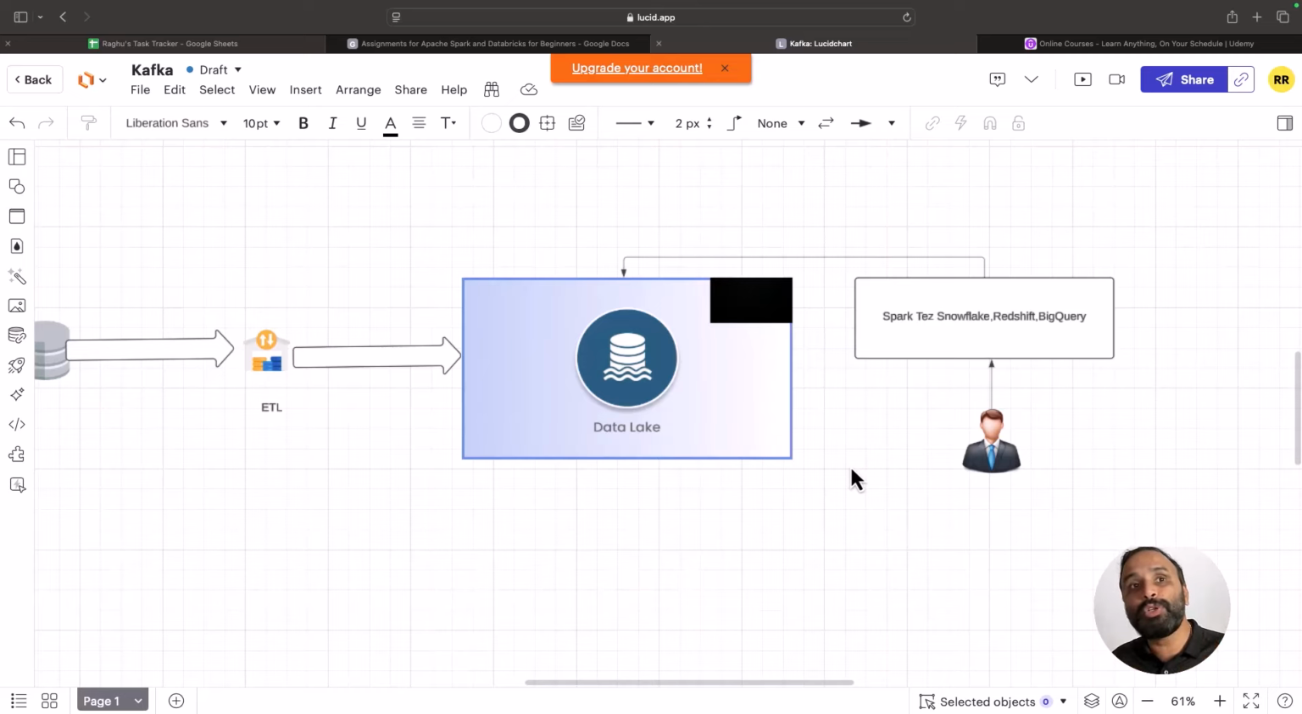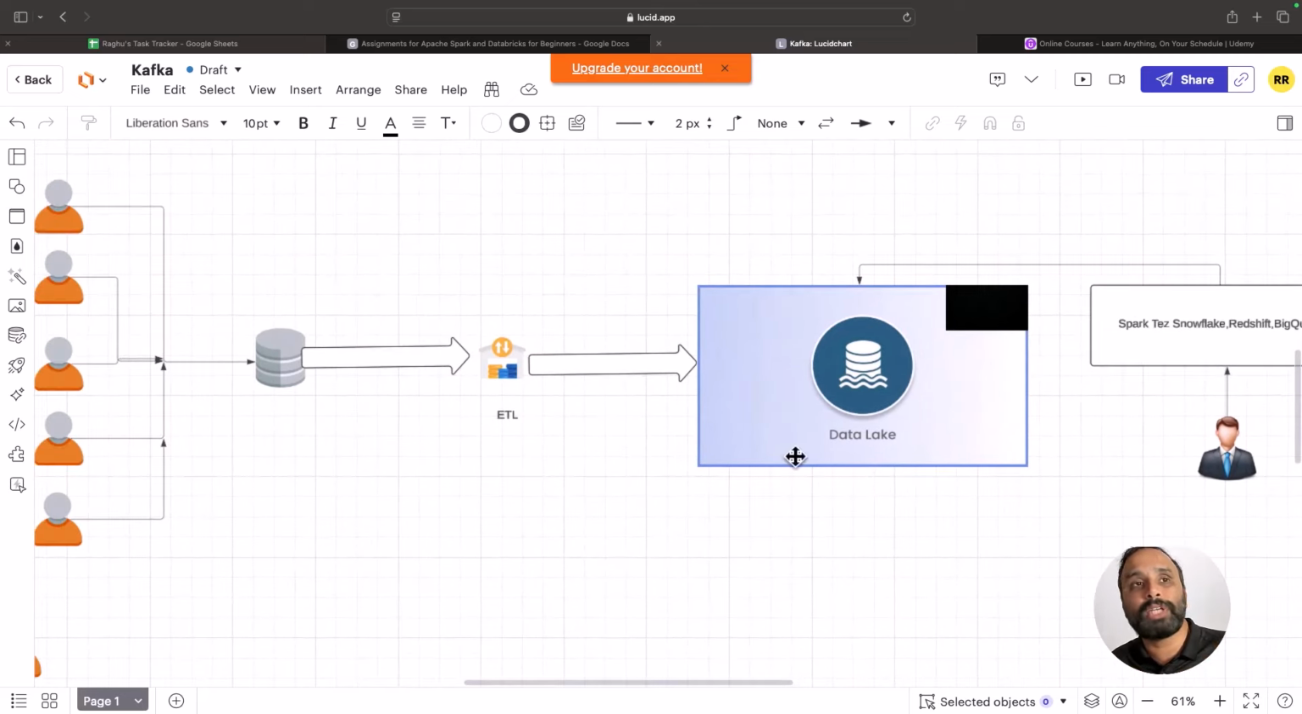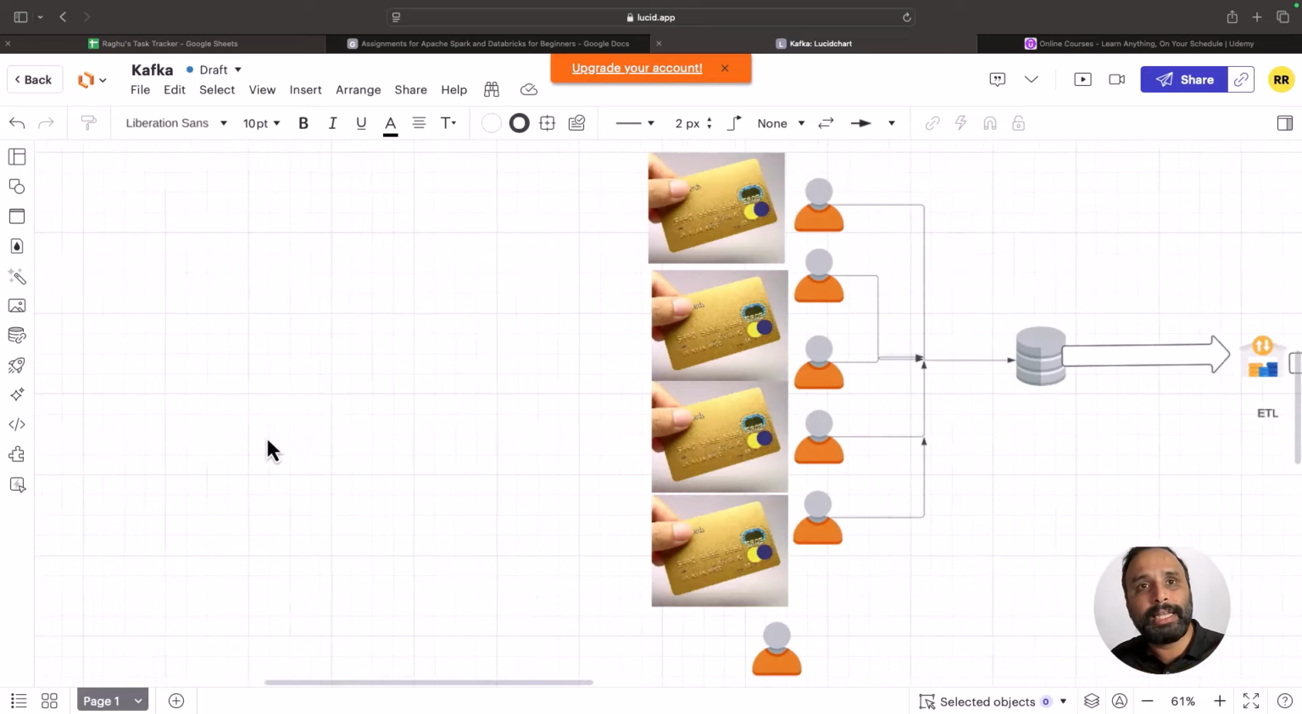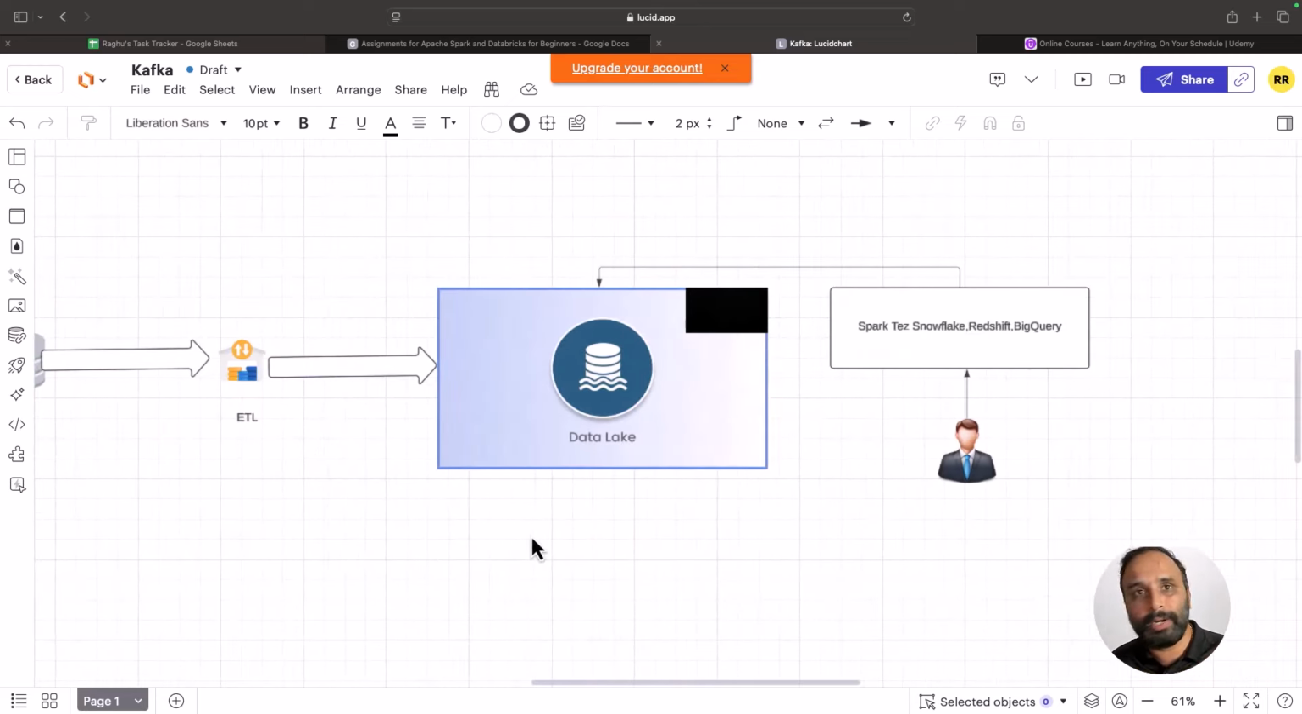The second thing I want you to understand is that all these tools are involved. First, it gets captured in a transactional system. Then the ETL tool will dump it into a data lake or a central repository. Then an analytical tool will come and process it.